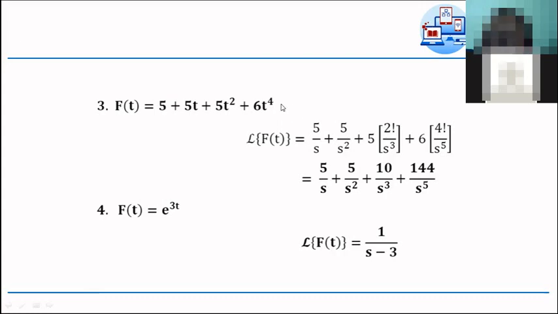Okay. Our n is equal to 4. So we have 4 factorial all over S raised to 4 plus 1. This is equivalent to 5. Okay. So simplify it further. So we have 5 all over S, 5 all over S squared.